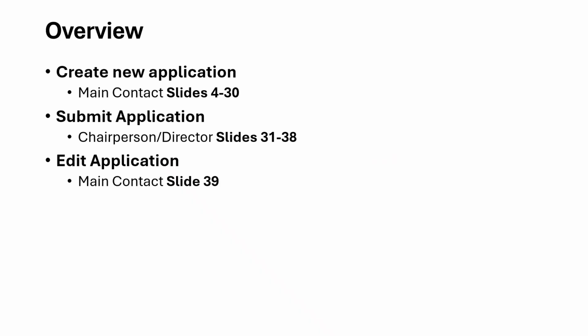In this guidance manual, we will look at creating a new application, an activity for the main contact of your organization, and how to submit an application. This is an activity for the chairperson or director of a statutory body. The chairperson or director can also choose to send an application back to the main contact for additional editing.